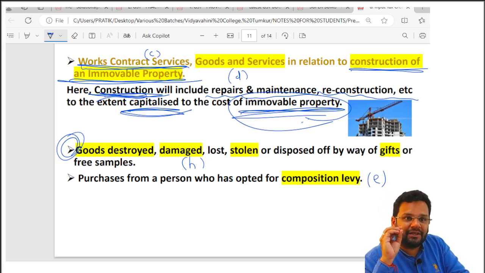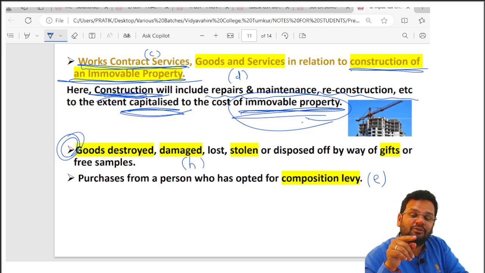You know, there was excise duty. Earlier, there was excise duty. And excise used to be on manufacture.